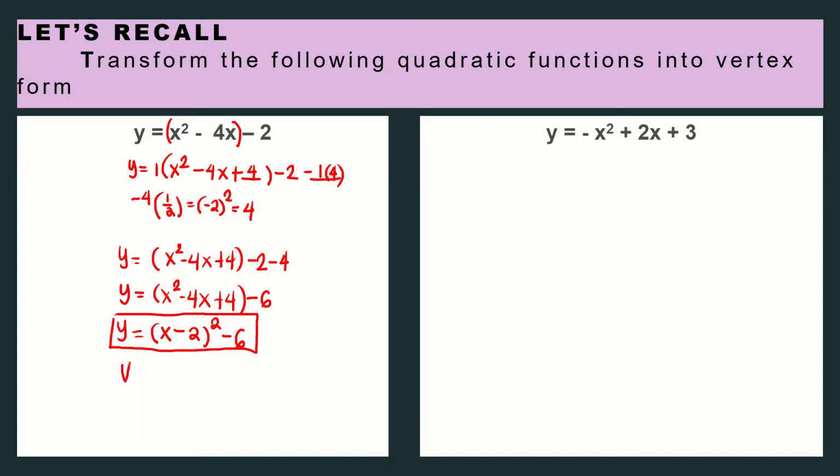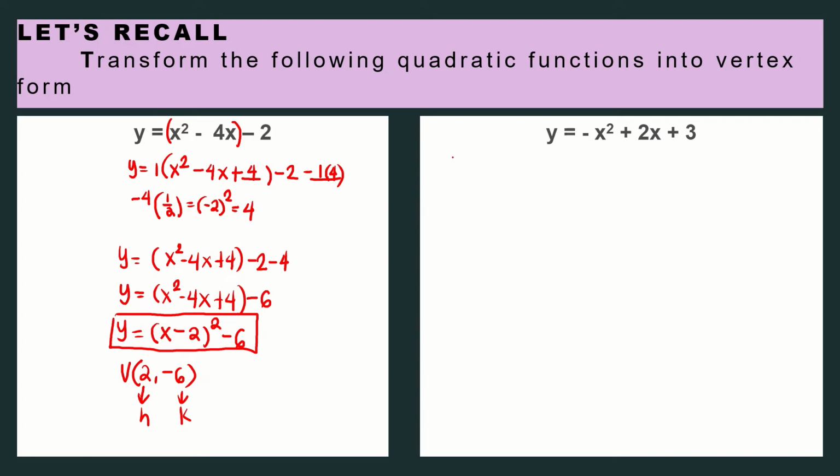So to get the vertex, we get the opposite of negative 2, which is positive 2, then copy the value of the constant here, which is negative 6. So this is now our h and our k, which serves as a turning point of our parabola. Now, I'm going to present another solution. In converting y is equal to negative x squared plus 2x plus 3, I'll use a different method.